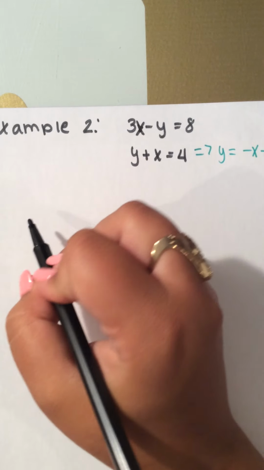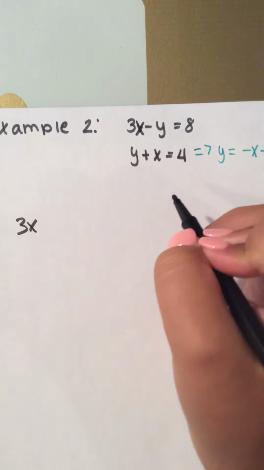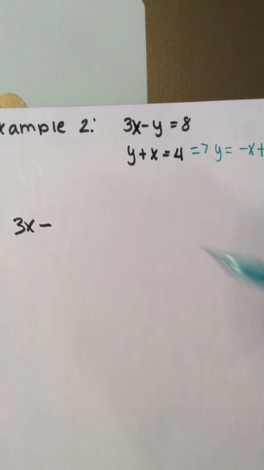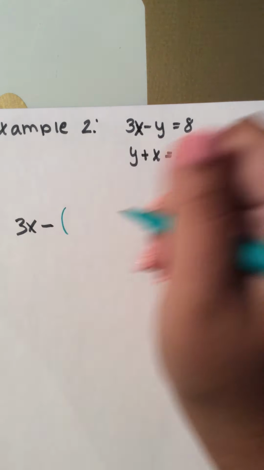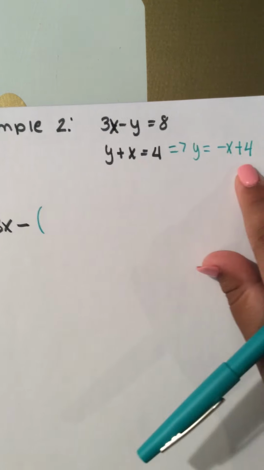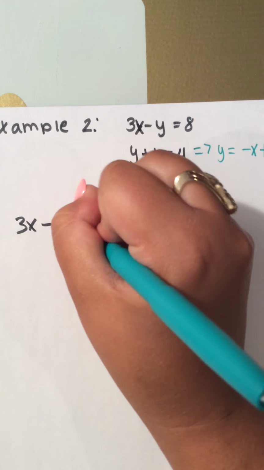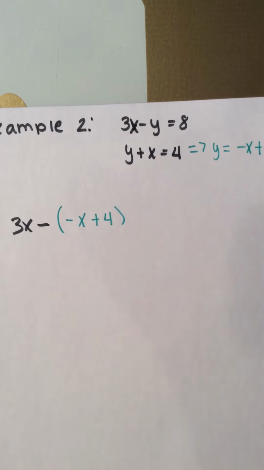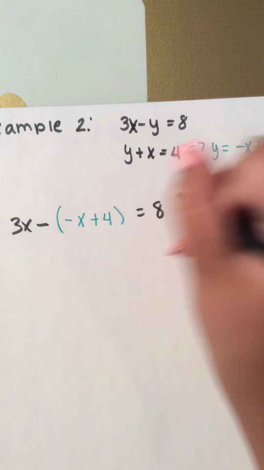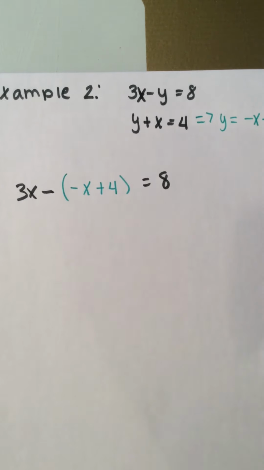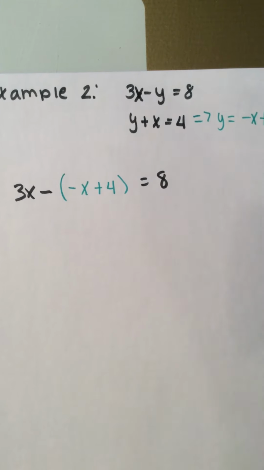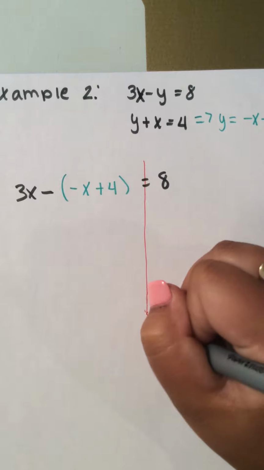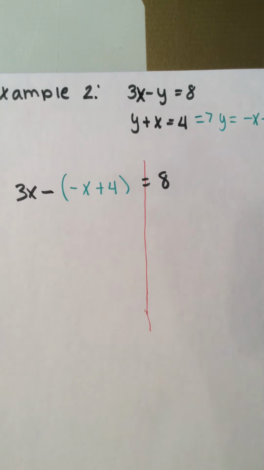So I'm going to have 3x minus, make sure we have that minus there. And then I'm going to substitute right here, negative x plus 4, which equals 8. And now I'm going to draw the line, and then we can start solving. I'm not going to circle the variable quite yet.